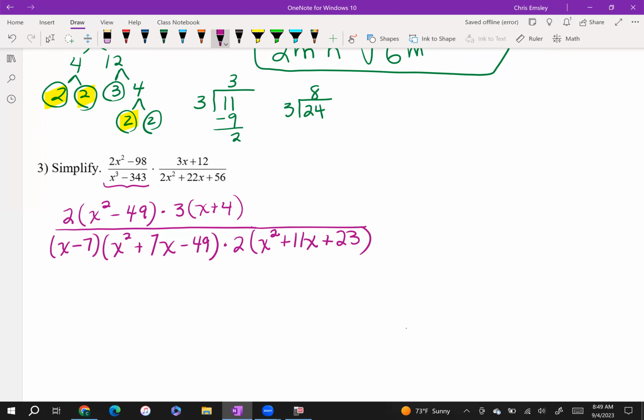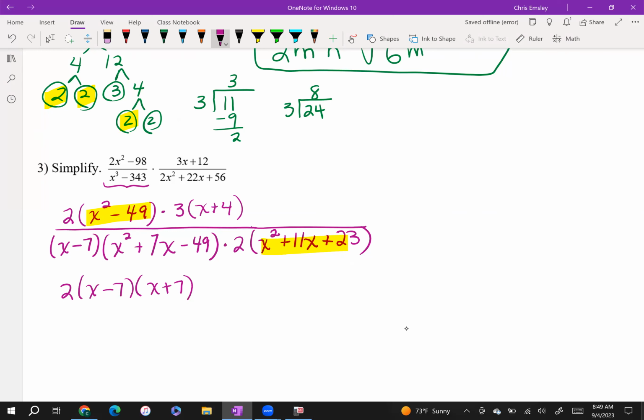Okay. Now we did some great factoring there, but we're not quite done yet because this part and this part can both be factored again. So let's look at that one more time. So we have 2, and up here on top, difference of squares.